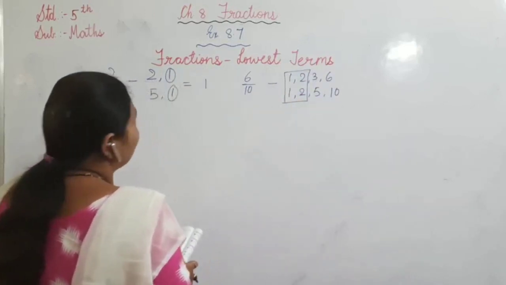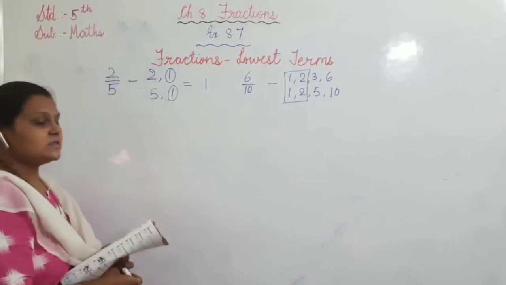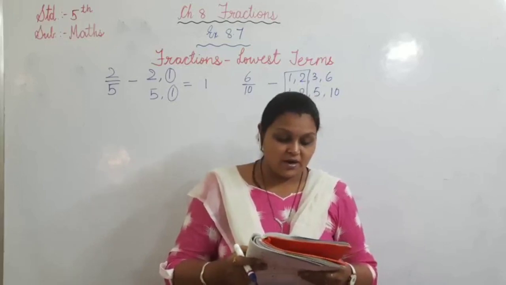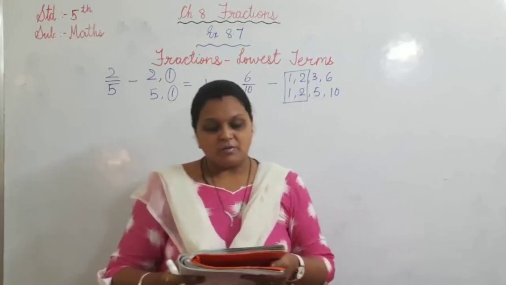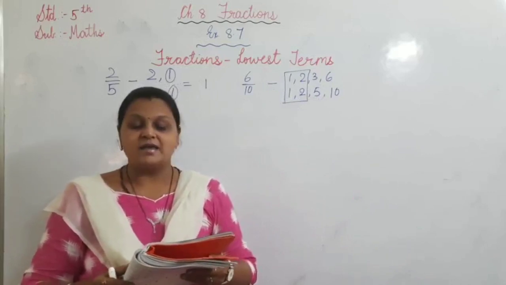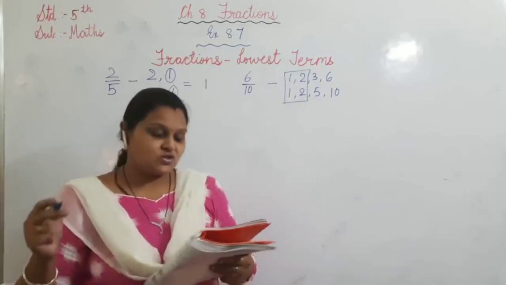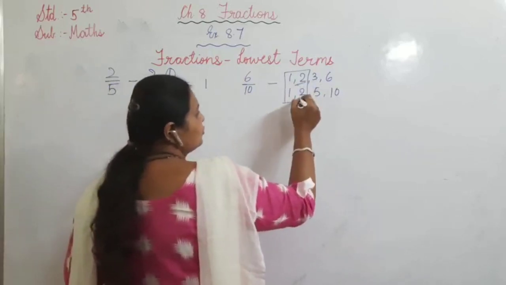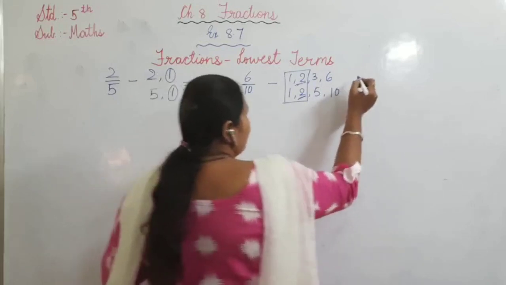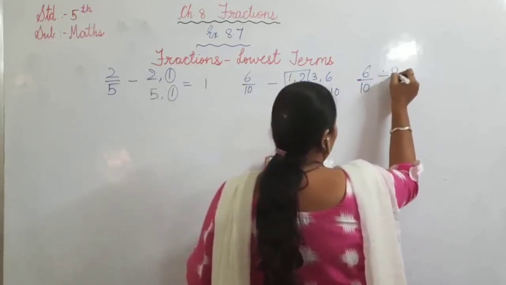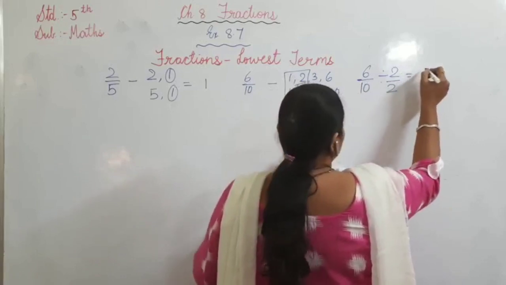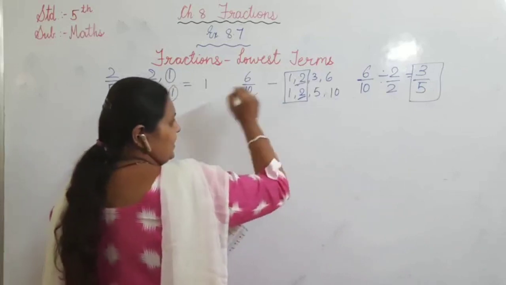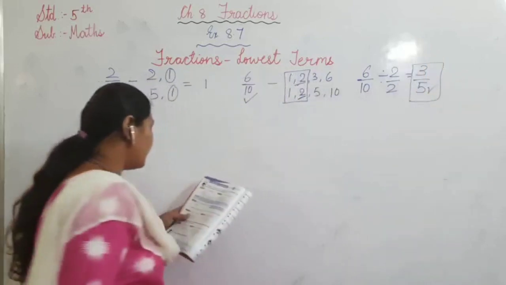Now what do we have to remember while converting into lowest term? To reduce a fraction to its lowest term or simplest form, divide the numerator and denominator by the highest common factor, that is HCF. So for 6 upon 10, HCF is 2. We will divide 6 upon 10 by 2 upon 2, that is 3 upon 5. So the lowest term of 6 upon 10 is 3 upon 5.